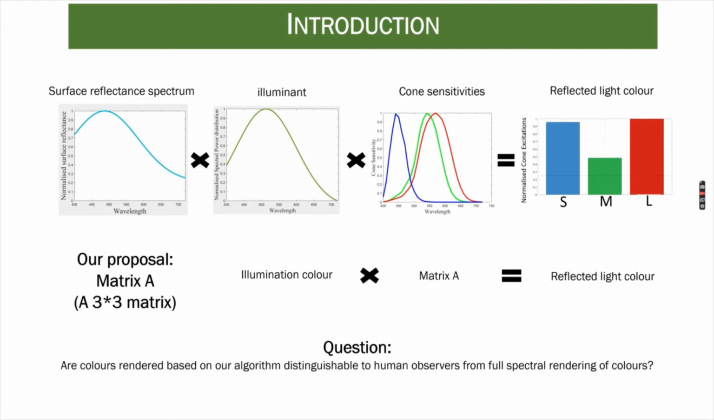Here, we test a new algorithm to specify surface colors independent of the illumination with a matrix called matrix A with up to 9 numbers. In our 3 experiments, we tested whether human observers could distinguish between colors rendered based on our algorithm with a few numbers and the full spectral rendering of colors.